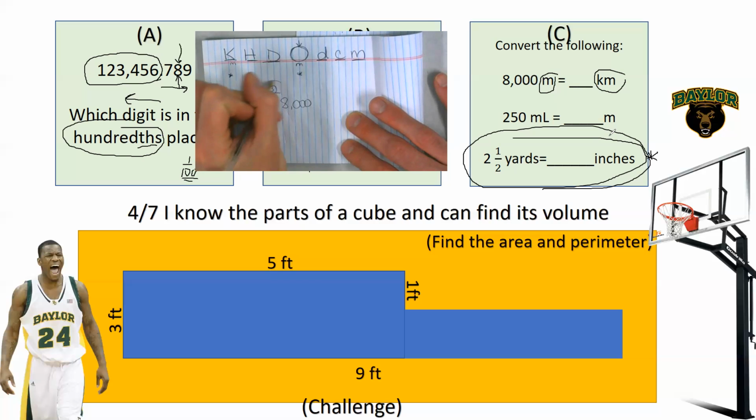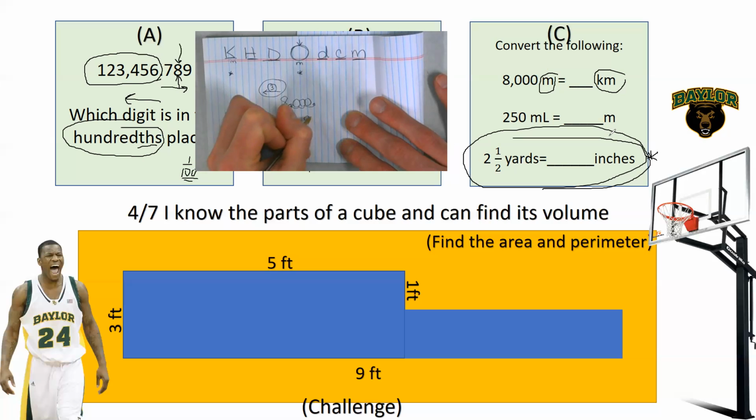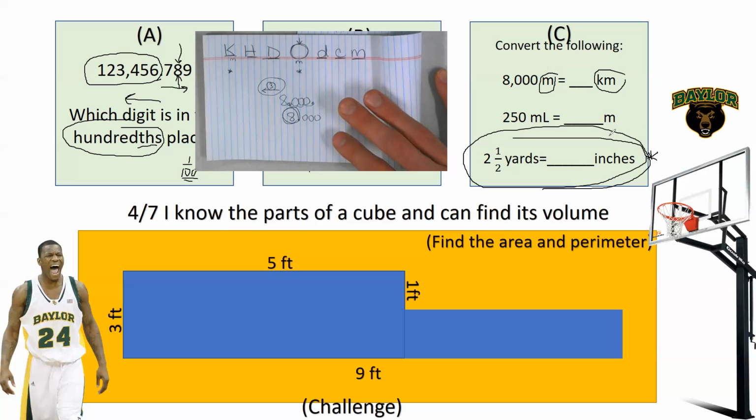And I'm going to move the decimal 3 spots left. Well, where is the decimal? Oh, it's a whole number, so the decimal's here. Move it over 1, 2, 3. Turns into 8 and 0 thousandths. Wait, 8 and 0 thousandths is a fancy way to say 8. So your answer is 8. So 8,000 meters is equal to 8 kilometers.